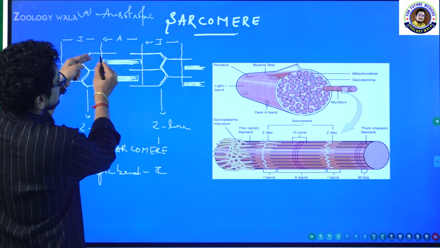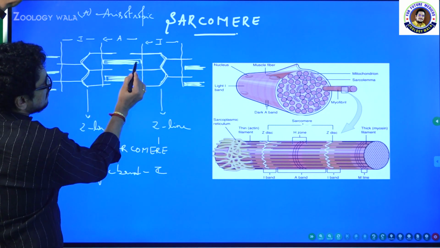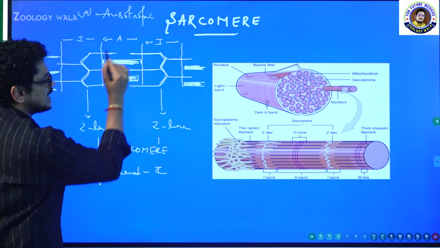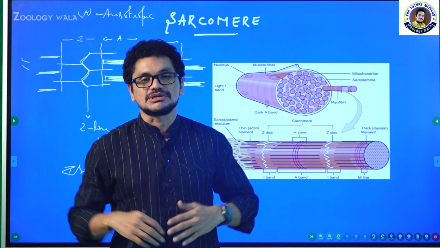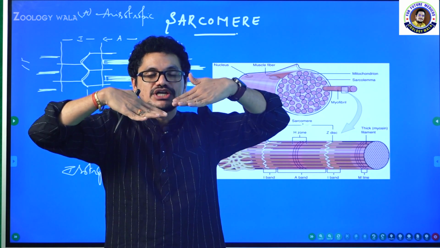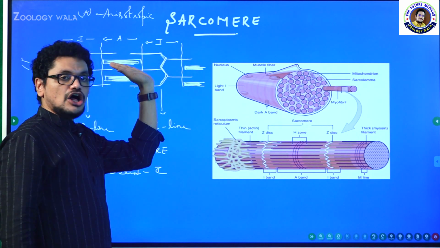Now see this: the A band contains thin filaments and, of course, thick filaments. Thin filaments, thick filaments, thin, thick, like that. Both thin and thick filaments are present. So in fact, the thin filaments have invaded even into the A band.